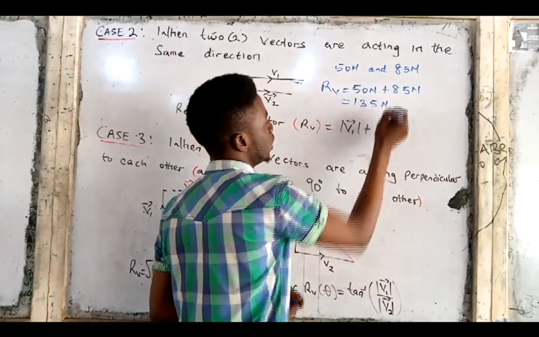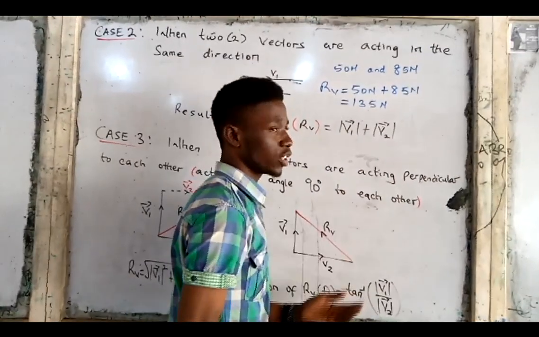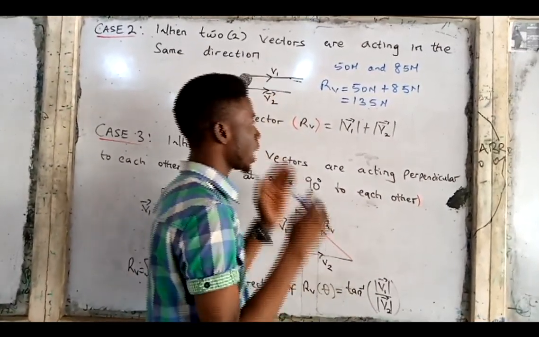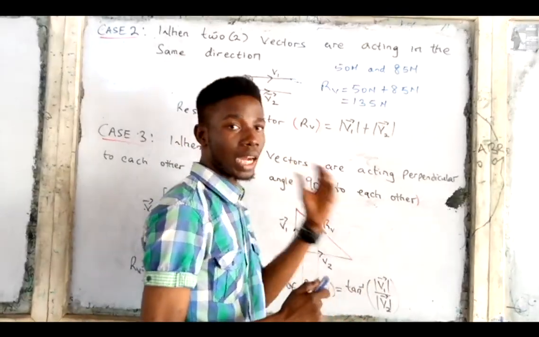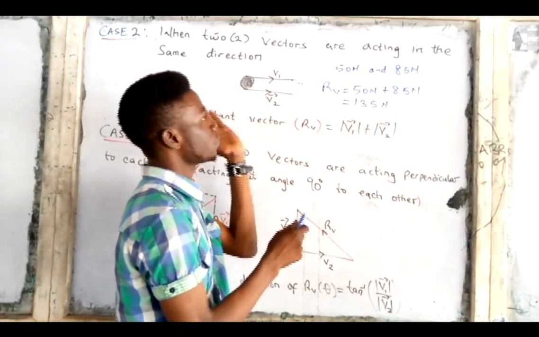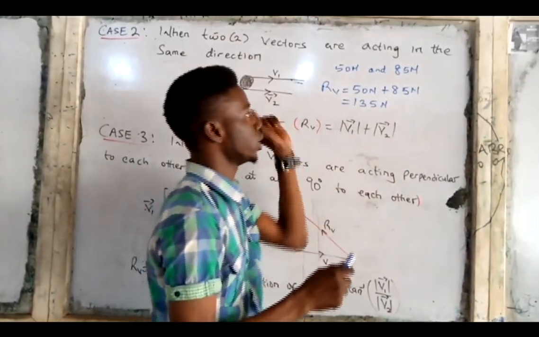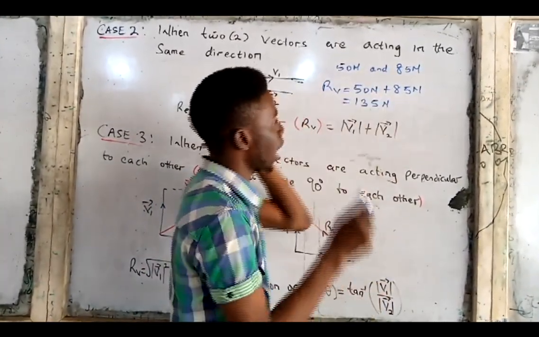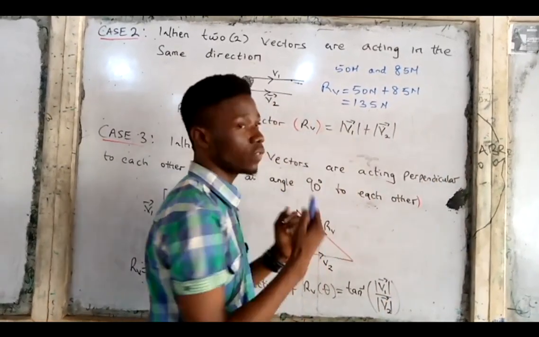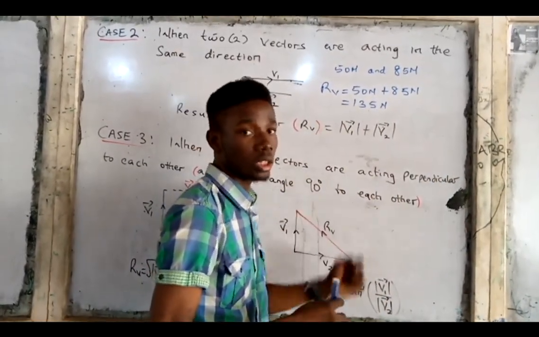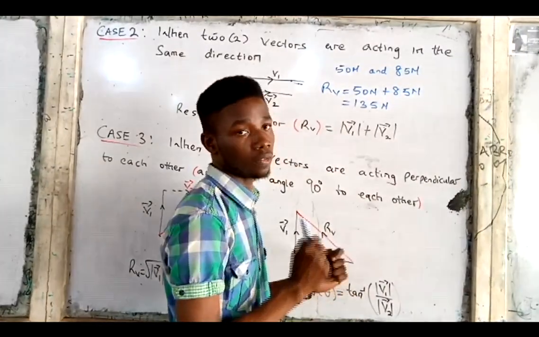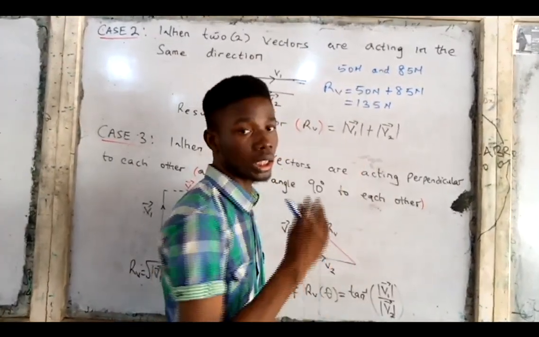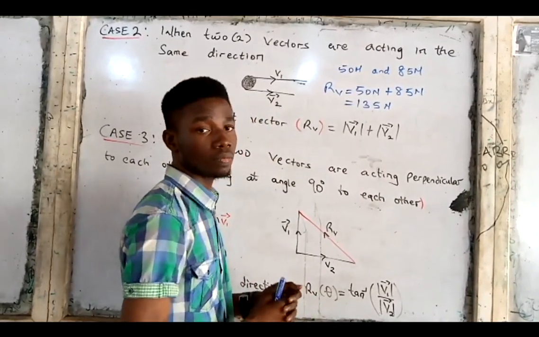135 Newton. But in which direction will it act? It will act in the same direction that both of them are acting. As V1 and V2 are acting in this direction, the 50 Newton and 85 Newton acting in the same direction, their resultant vector, which is 135 Newton, will also act in the same direction as V1 and V2. That is 50 Newton and 85 Newton.